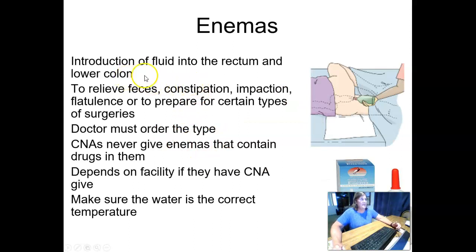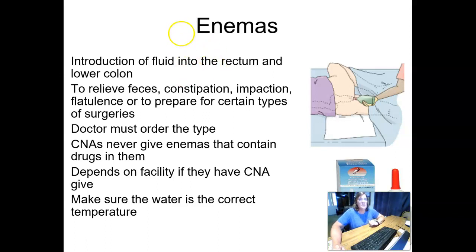Now, an enema is an introduction of fluid into the rectum and the lower colon. I will mention with enemas, by state law, we are allowed to give them, but it is also going to be up to the facility where we work. I know the facilities where we take our students for CNA do not allow their CNAs to do enemas, but if you get a job as a CNA working in a hospital, a lot of the hospitals around here do allow it. So you're going to need to know what the facility's policy is.